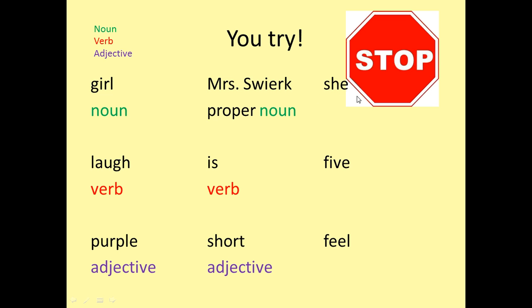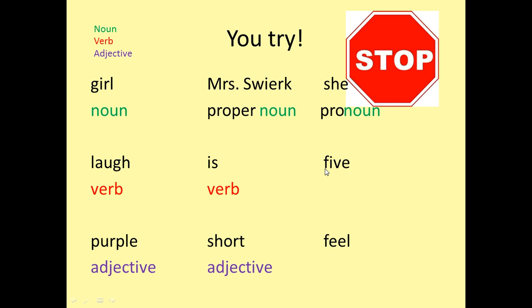Try the word she. She is a noun. If you said pronoun, you're even more correct. The word she could take the place of any of this noun. Instead of saying the girl laughed, you could say she laughed. So she is a pronoun.